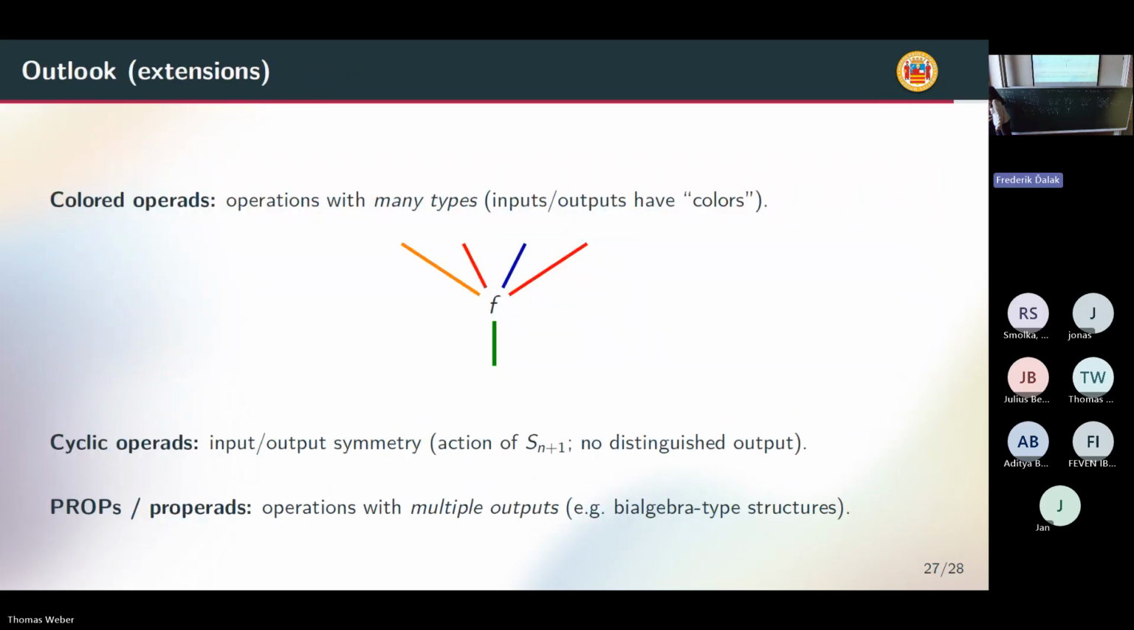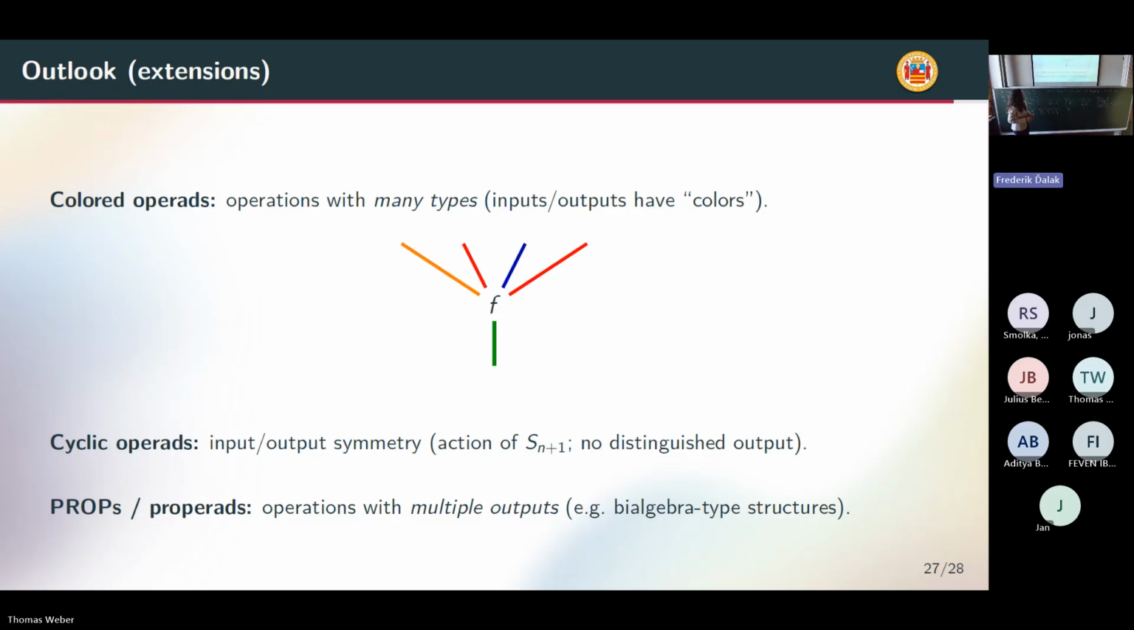And okay, I don't know if you want, I can just mention a few generalizations of this theory, which I think are very natural if you understand that operads are just operations and composition. Because once you understand this, they are very natural.